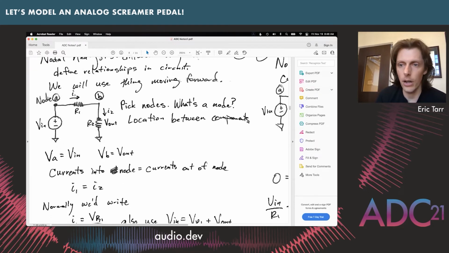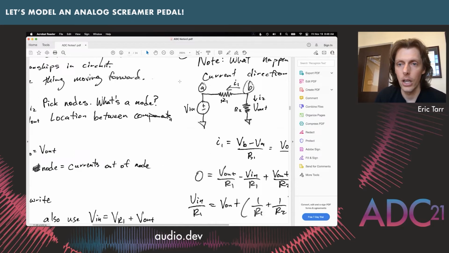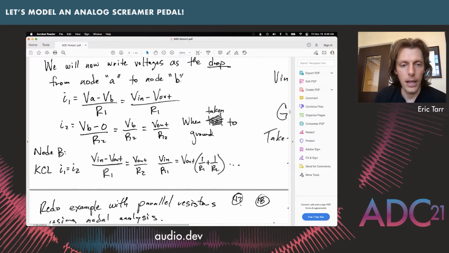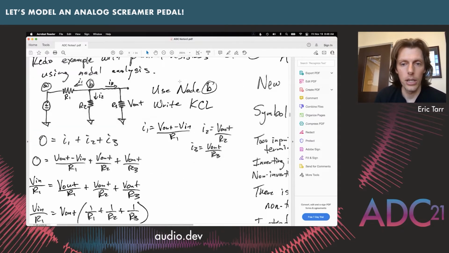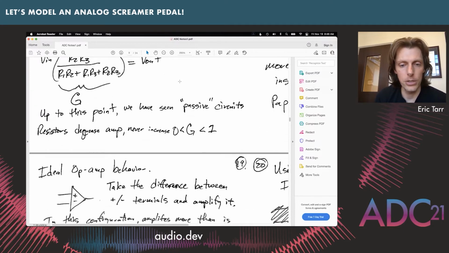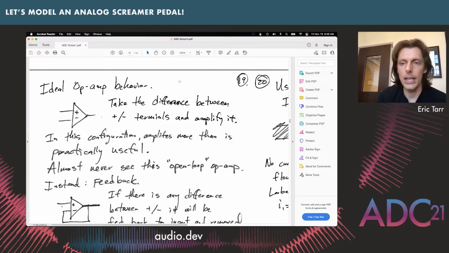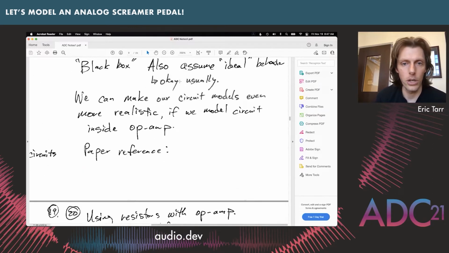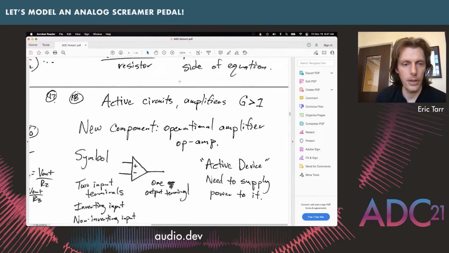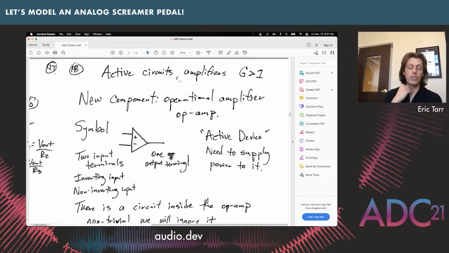Okay, we need to talk about op amps. So let me skip ahead to another one that we need to discuss just to get some of the bearings for the way that an op amp is going to work. This is our other component that shows up in our Ibanez Tube Screamer: we have this op amp, and this is a new type of device that has, instead of 2 terminals, 3 terminals. We have 2 that are used for the input and 1 terminal that's used for the output.